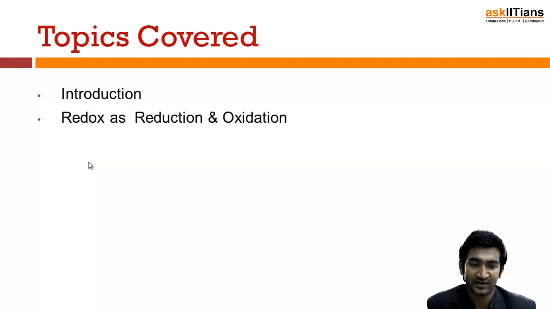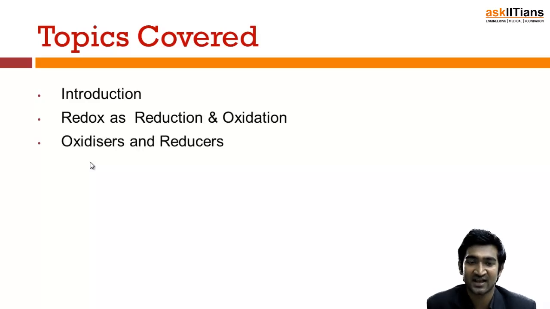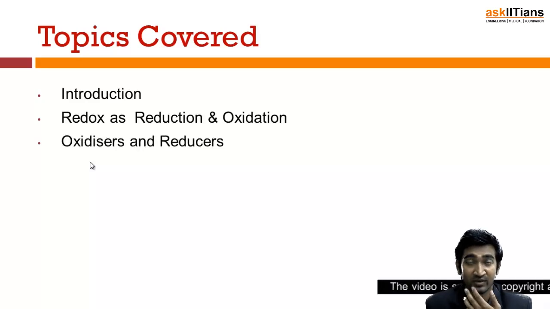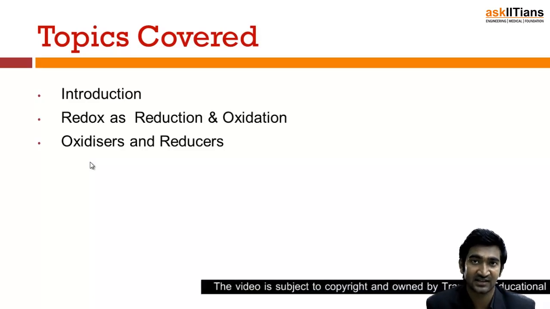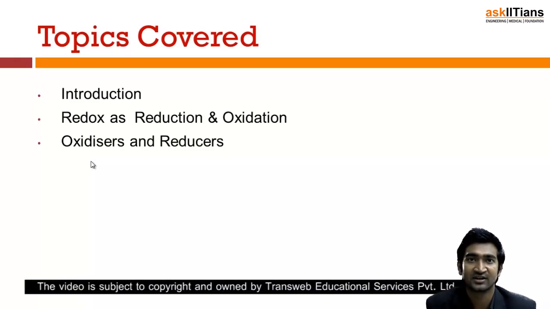Then we will do redox as reduction and oxidation. We'll see how reduction and oxidation processes are combined in a single chemical reaction and we get the output. And there are various applications of redox reactions. Then we will see oxidizers and reducers. What are they? Which are the substances which we say oxidize or reduce something.